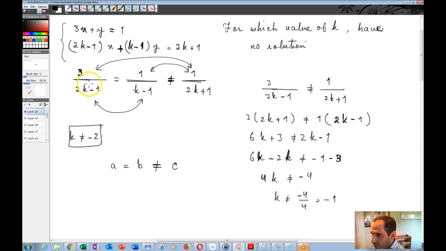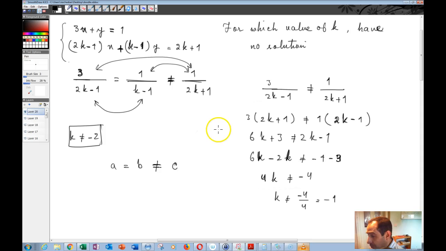But as you can see over here, 3 over 2k minus 1 is not equal to 1 over 2k plus 1. 3 times 2k plus 1 is equal to 1 times 2k minus 1. 6k plus 3 is not equal to 2k minus 1. So 6k minus 2k is not equal to negative 1, negative 3. So 6k minus 2k is equal to 4k, not equal to negative 4. And k is not equal to negative 1. Okay.